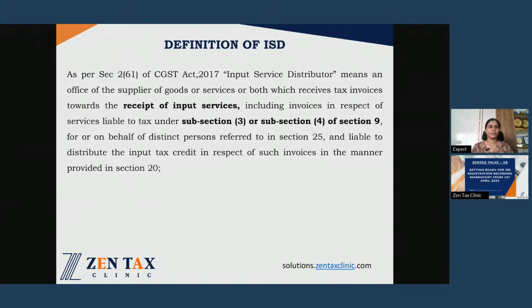Then for or on behalf of the distinct persons referred in Section 25 and liable to distribute the ITC in respect of such invoices in the manner provided in Section 20. So the main point we need to note here is that the ISD is nothing but an office of the supplier of goods or services which receives tax invoices for input services as well as RCM invoices, and they need to distribute these ITCs as per Section 20. Moving on further, we will see clearly what are all the provisions of Section 20 and how these input tax credit will be distributed.